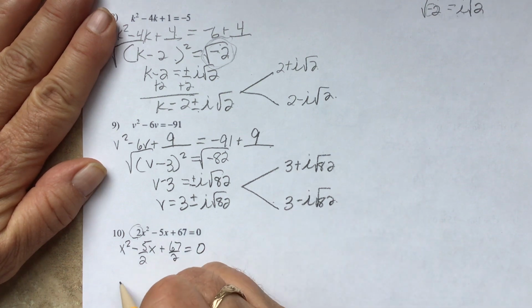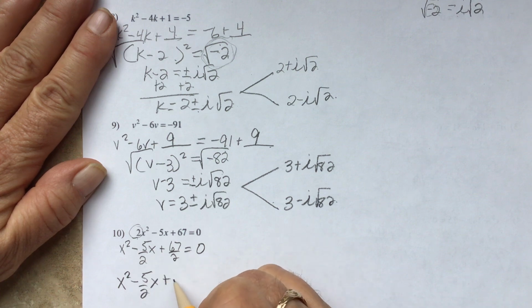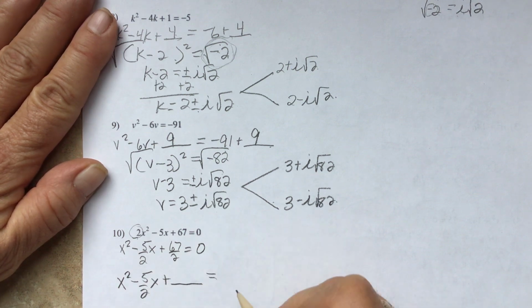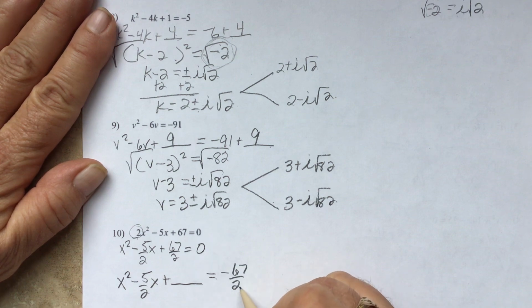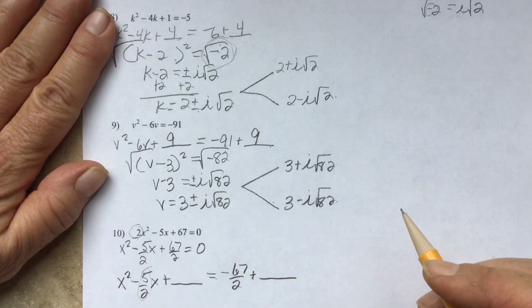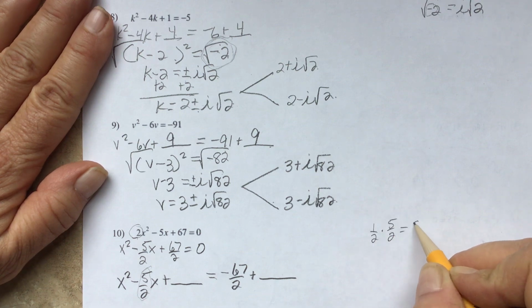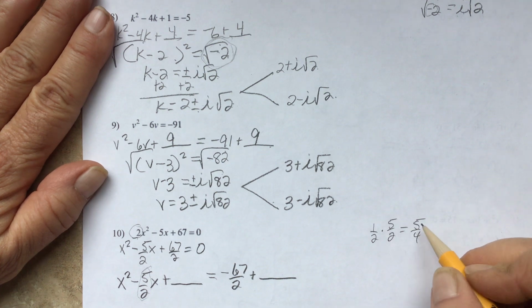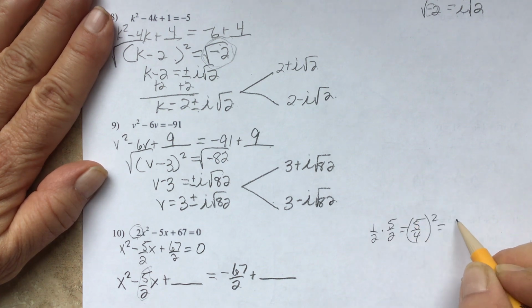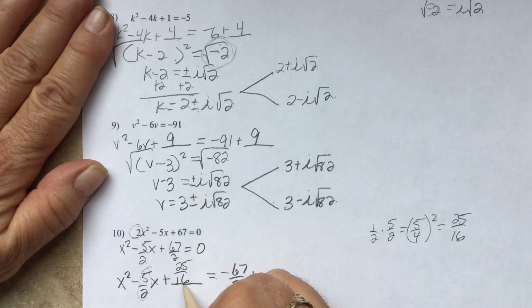All right, get your constant to the right. So x² − (5/2)x + something = −67/2 + something. All right, now we have to take half of b and square it. As I said, we don't have to worry about the signs on it, because when we square it, it's going to be positive. Well, half of 5/2 is 5/4. Now, when we want to square that, we're going to get 25/16.